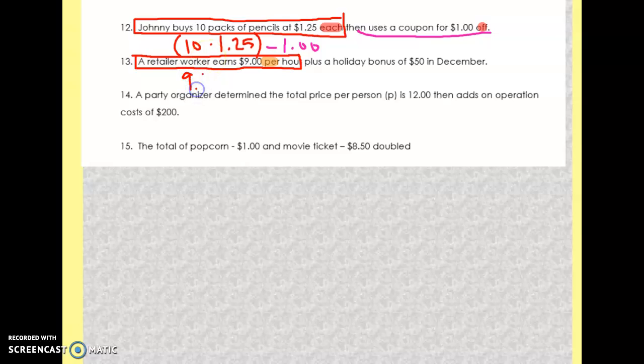So $9. Again, we use multiplication, stay away from the X. So 9 times H. I'm going to put that in parentheses because we know that has to happen first. And then the second part of our problem here says plus a holiday bonus of $50 in December. So plus is kind of a more keyword that is straightforward, kind of more basic.